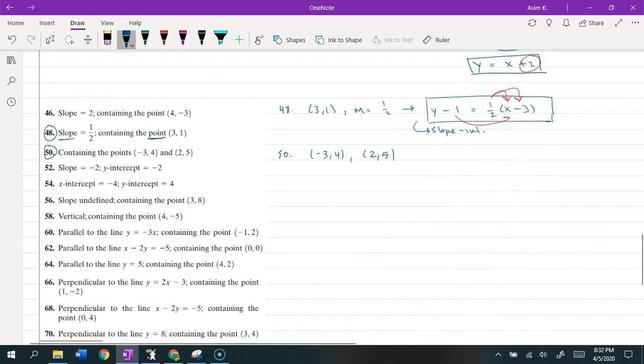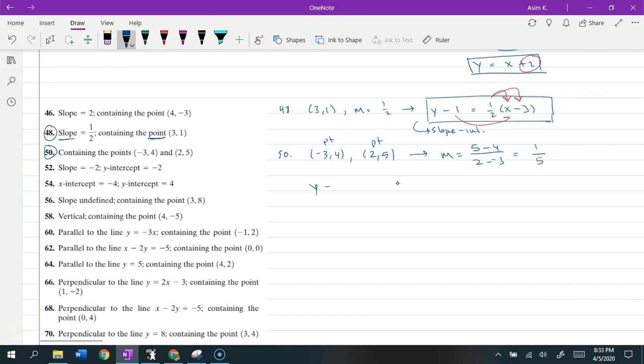Now that we have a point and another point, so you have 2 points, given 2 points, you can always just calculate a slope, right? So what is the slope of this line going to be? It's going to be 5 minus 4 divided by 2 minus -3. So that's going to give you a 1/5. So that is the slope of the line, right?